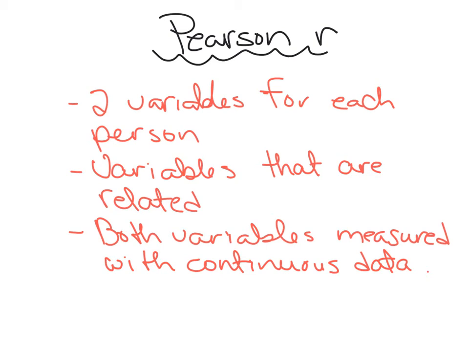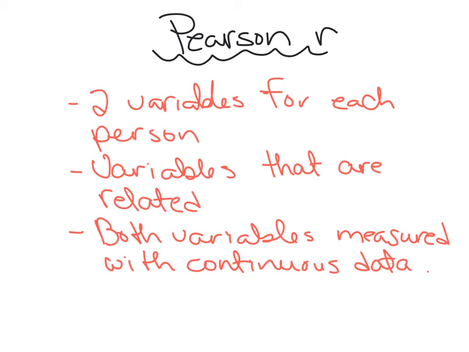Those aren't two conditions. Those are things where we're looking to see if response time is related to age. So that's some key aspects for Pearson r. There are two variables for each person, and the variables are related, and both variables are measured with continuous data. So it might just look like there's two dependent variables, but there isn't.